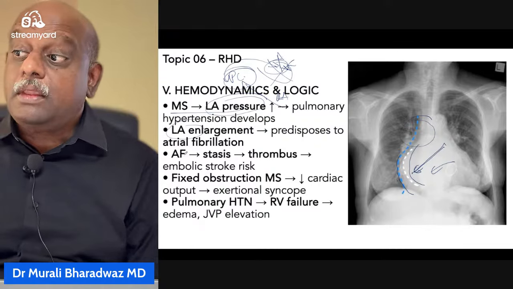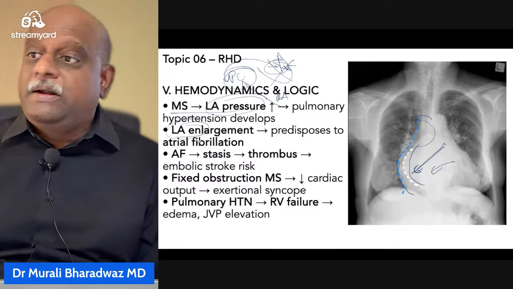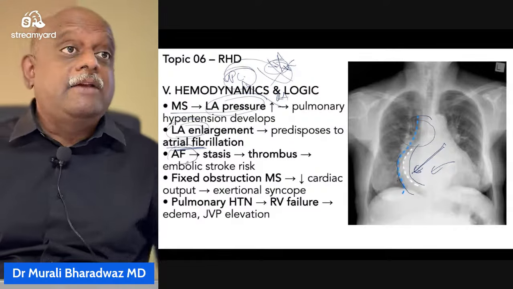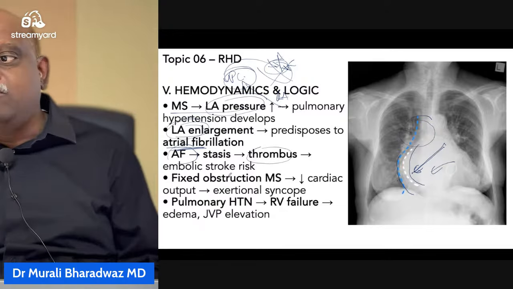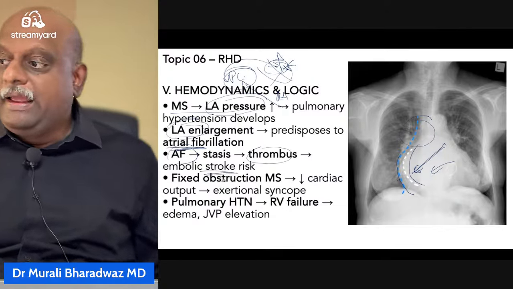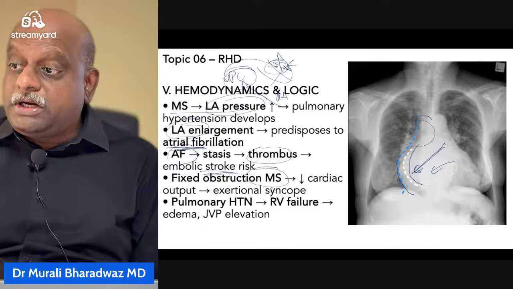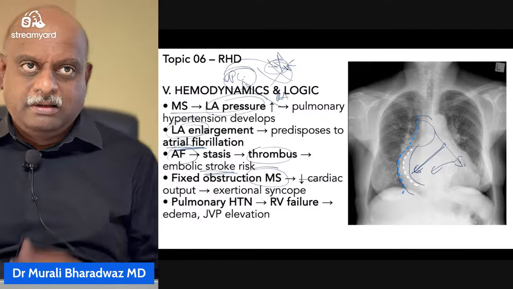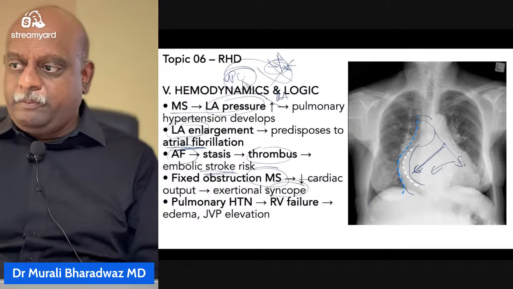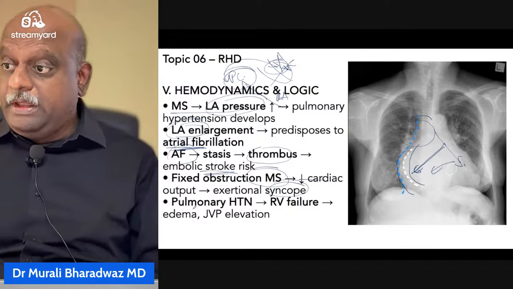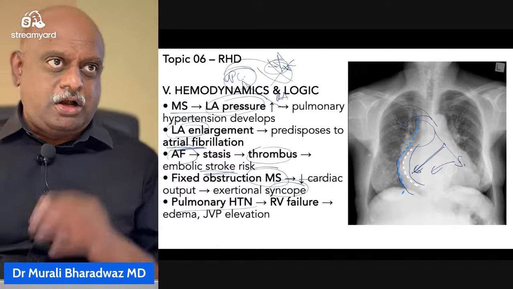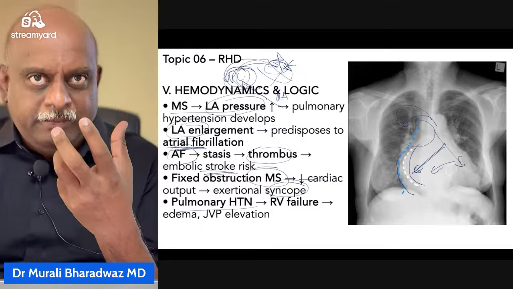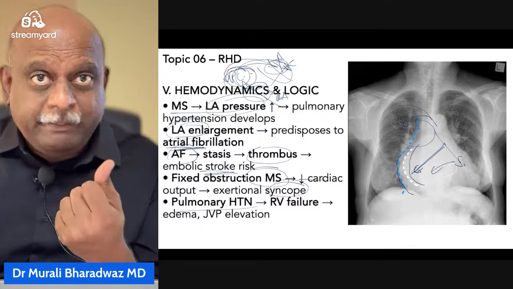So the left atrial enlargement leads to the development of atrial fibrillation. And atrial fibrillation leads to stasis, thrombus, and embolism, which is a big risk. The obstruction leads to decreased cardiac output from the left atrium into the left ventricle. The blood is unable to flow, which leads to the development of exertional syncope. And then there is pulmonary hypertension: the high left atrial pressure causes back pressure on the pulmonary capillaries and pulmonary artery.